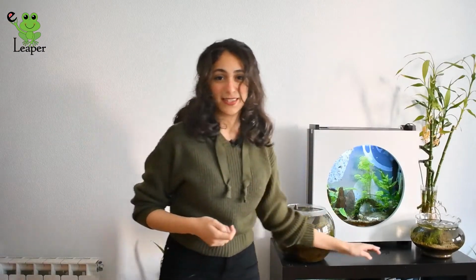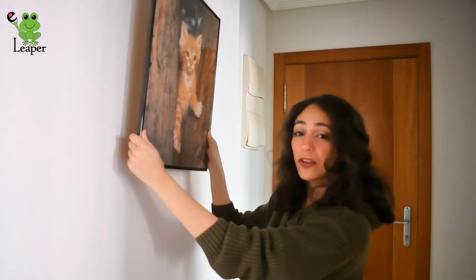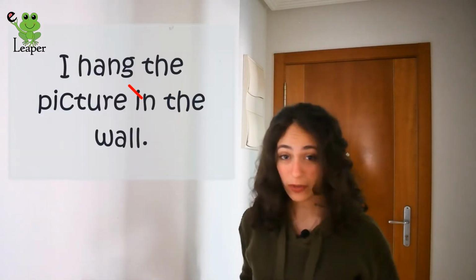On is the opposite of off. We use them with surfaces. They can be horizontal, like a table, or vertical, like a wall. So I hang the picture on the wall and I take it off the wall, but not in the wall.